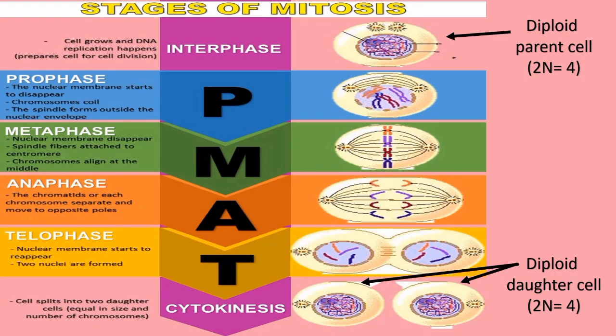Now to sum up, mitosis is very essential for growth and development and the repair of your tissues. And it consists of several stages. Remember the PMAT. We have prophase, metaphase, anaphase, and telophase. The end result of mitosis is the formation of two identical diploid cells or two identical daughter cells, each with the same number of chromosomes as the parent diploid cell.